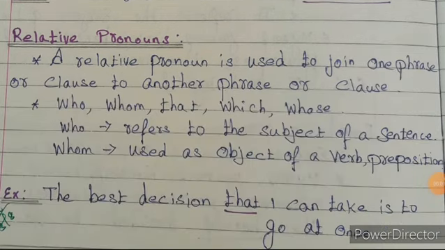The last type is the relative pronoun. A relative pronoun is used to join one phrase or clause to another phrase or clause. Keep in mind children, a relative pronoun is used to join one phrase with another phrase. So for that purpose we can use this relative pronoun.